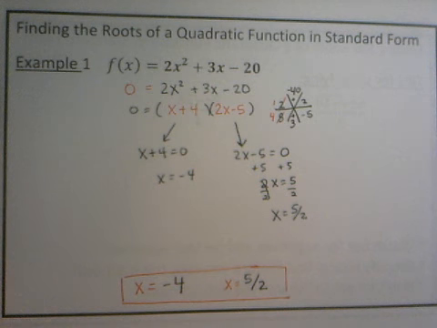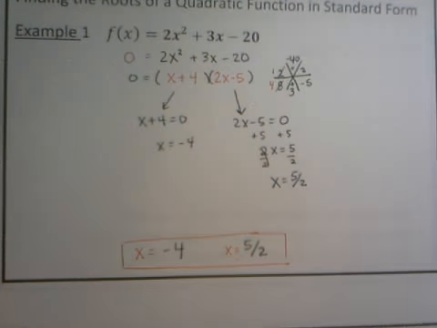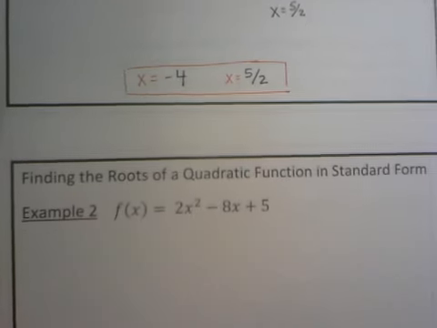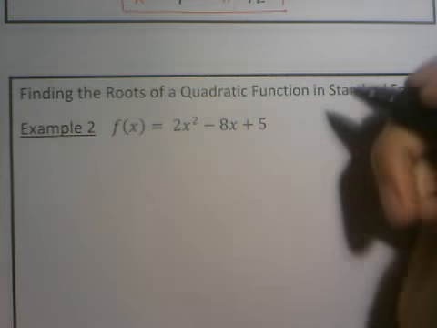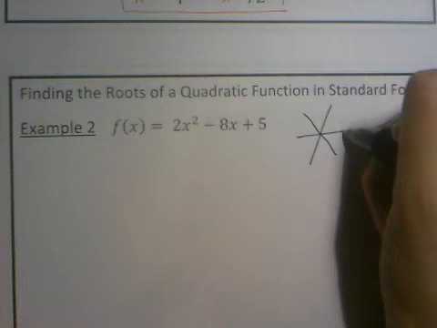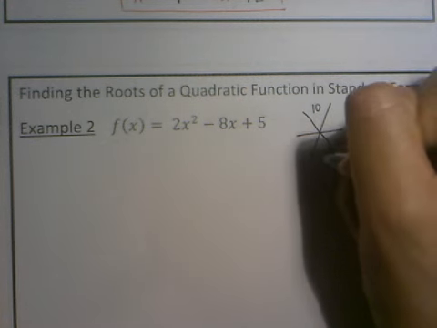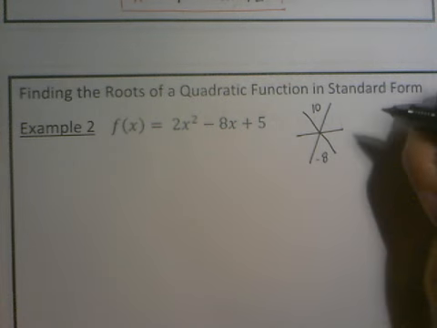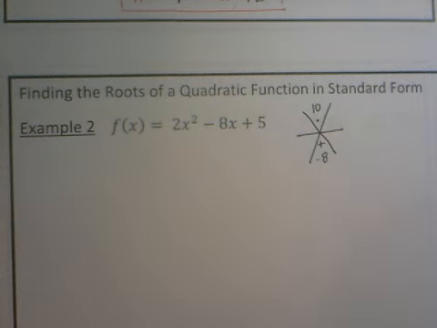In a minute, I'll give you a couple to practice yourself, but let's take a look at one where factoring doesn't work. With this second example, if I were to try the snowflake method in order to write it in factored form, I would end up with a times c being positive 10 and b equaling negative 8. And when I try to find two numbers that multiply to 10 and add to negative 8, it's actually not possible. So what that means is I have to use the quadratic formula.